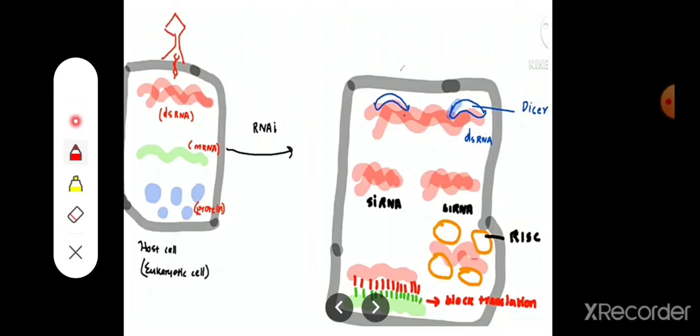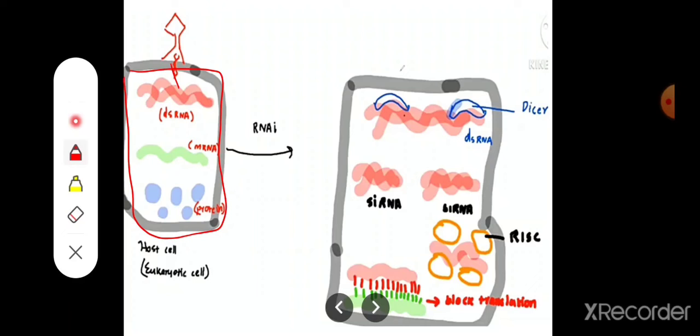When a double stranded RNA enters the eukaryotic cell. See, RNA is usually single stranded, but there are a few viruses which can have double stranded RNA as their genetic material. So suppose this is the eukaryotic cell, and it is infected by a virus which has RNA as the genetic material, then what will happen? This double stranded RNA will start carrying out protein production in the eukaryotic cell.